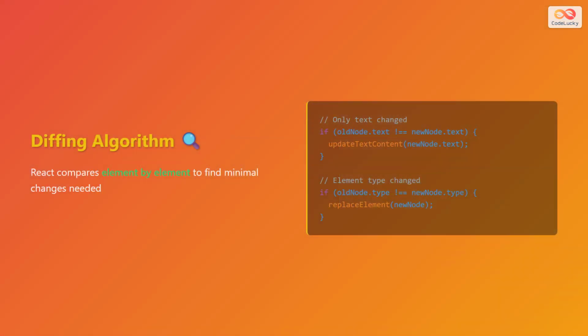React employs a diffing algorithm to compare the old and new virtual document object model trees element by element. This algorithm efficiently identifies the minimal set of changes needed to update the real document object model. As shown in the code snippet, if only text changed, then the text content gets updated. But if the element type changed, then the element is replaced entirely.